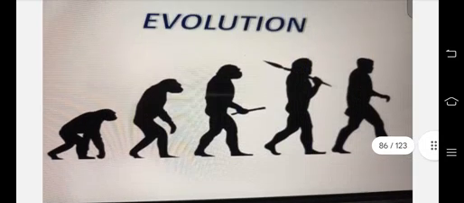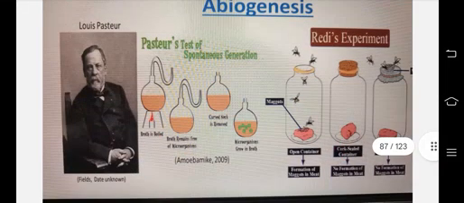Now we are leading on to the evolution topic. So far we mentioned some important aspects related to ecology and environmental science. Next is about evolution. Abiogenesis. Louis Pasteur's test of spontaneous generation. Redi's experiment. These are some basic ideas. You know what this means.